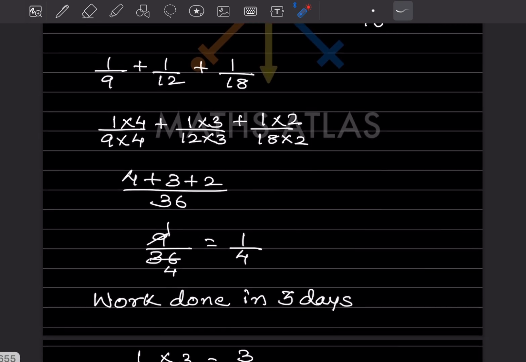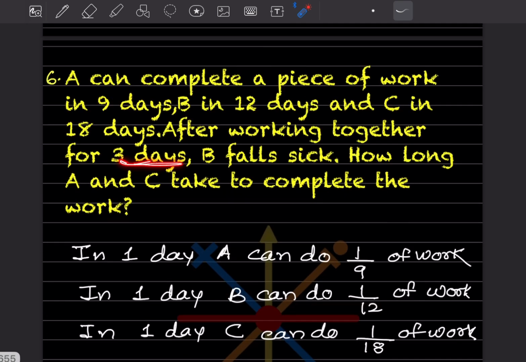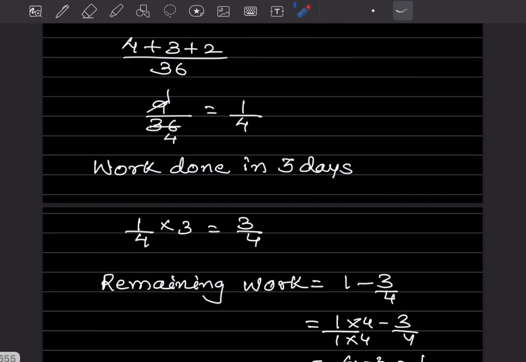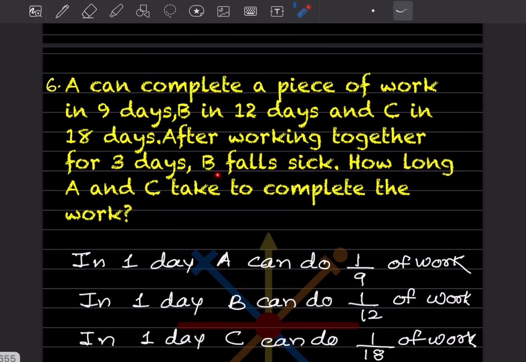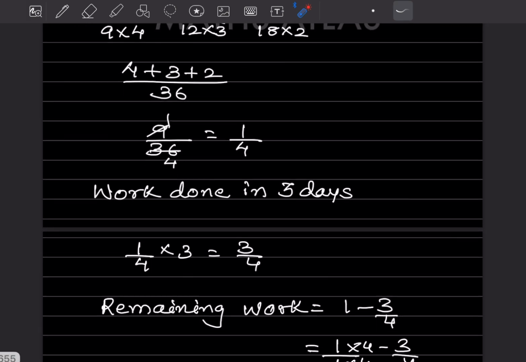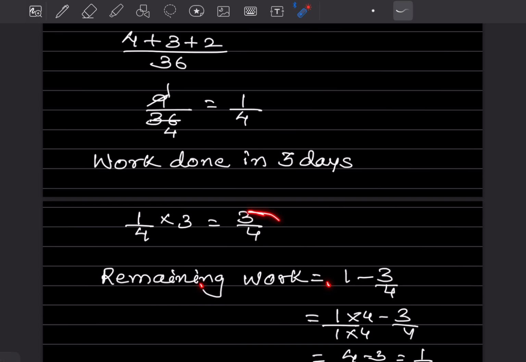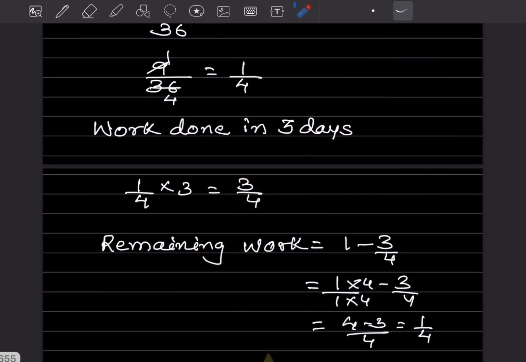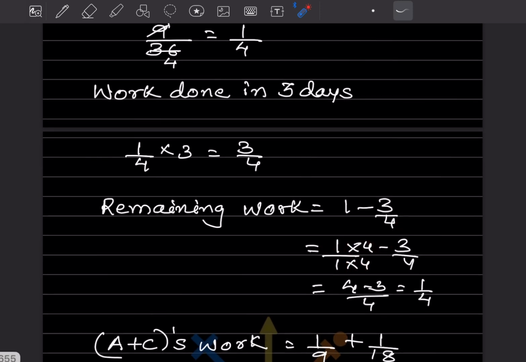Now work done, because they are working together for 3 days: for 3 days, it's going to be 1 by 4 into 3, which will be 3 by 4. Now B falls sick. So from 1 minus this 3 by 4, the remaining work is going to be 1 minus 3 by 4. Again we will take the LCM here because here is 4. So 1 into 4, so this is going to be 4 minus 3 by 4, that is going to be 1 by 4.